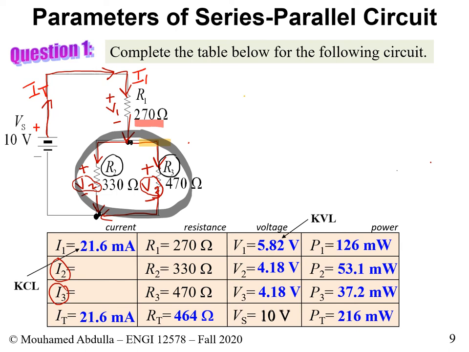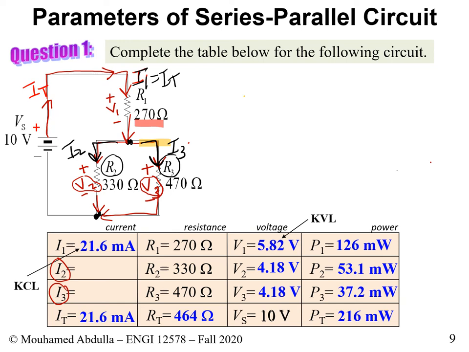So for I2 and for I3, what it is basically, this current here, we said it is your I1, which is also equal to your I total, that comes into this junction, and it is split. So what you have here, this is your I2, because it goes through resistor 2, and this is your I3. So this is what we want to know.